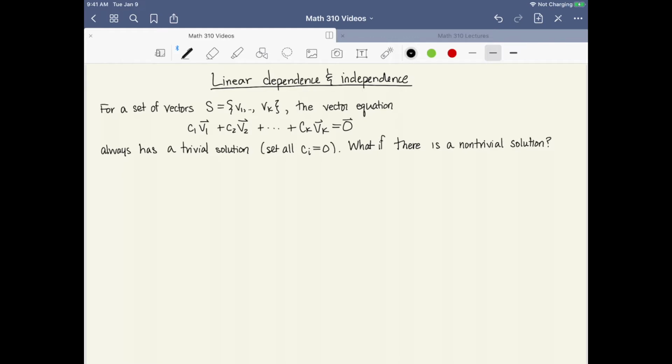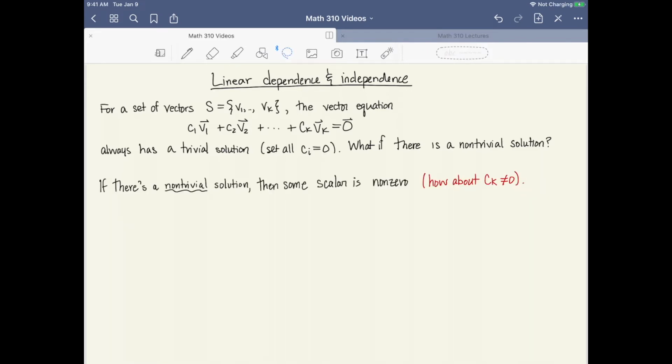But can you find some sort of non-trivial solution where the scalars aren't all 0 and the vectors are non-zero as well? Supposing you have such a non-trivial solution, then some scalar has to be non-zero. So let's just say that that scalar is ck. It's the kth one that's not 0. If you have that, then you can use that to solve for vk in terms of the other vectors.